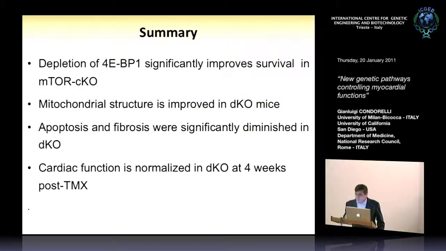And just to give you a summary, 4EBP1 deletion significantly improves the survival in mTOR knockout mice. The mitochondrial structure also is improved, and fibrosis and apoptosis are diminished. I didn't show all the slides, but it improves cardiac function, improves fibrosis, decreases apoptosis, etc. And so at least at 4 weeks, there is a normalization of cardiac function.